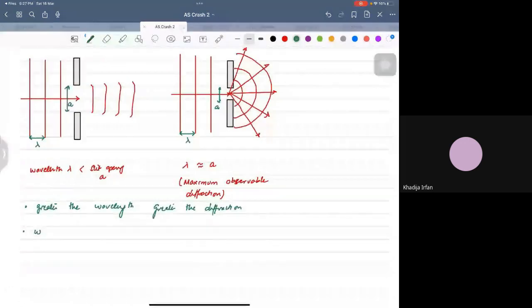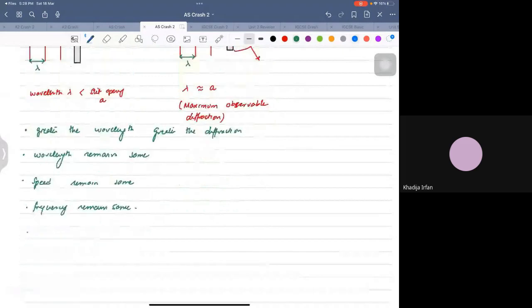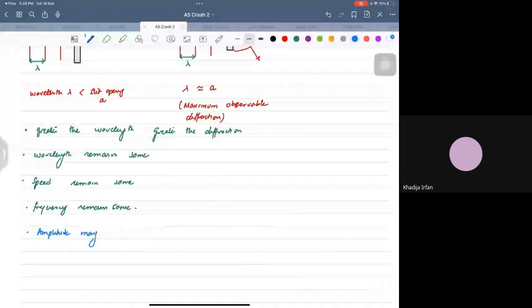Now, wavelength remains the same. So whatever wavelength is here, that would be the same wavelength here, or here as well. Speed remains the same. Also, the frequency remains the same. However, amplitude may decrease due to decrease in energy. When going forward, it loses some energy.